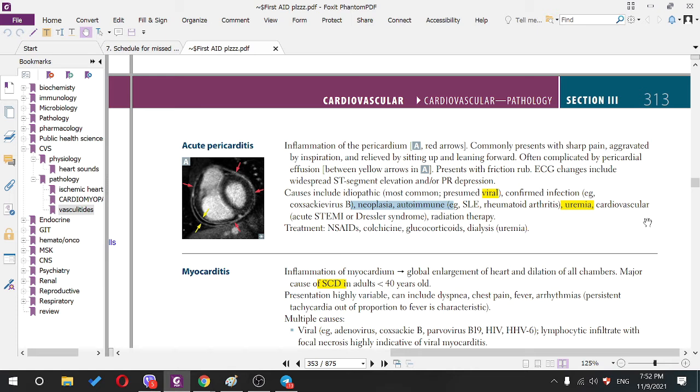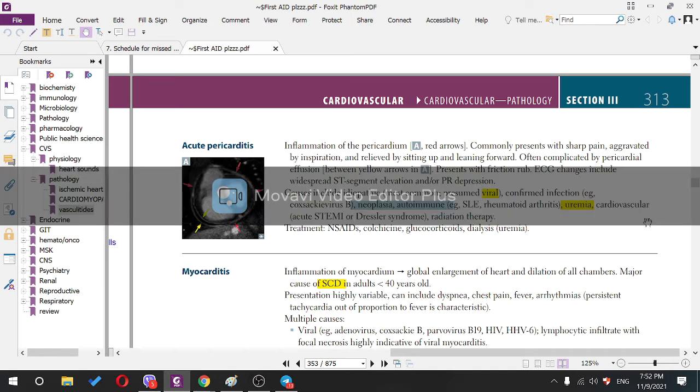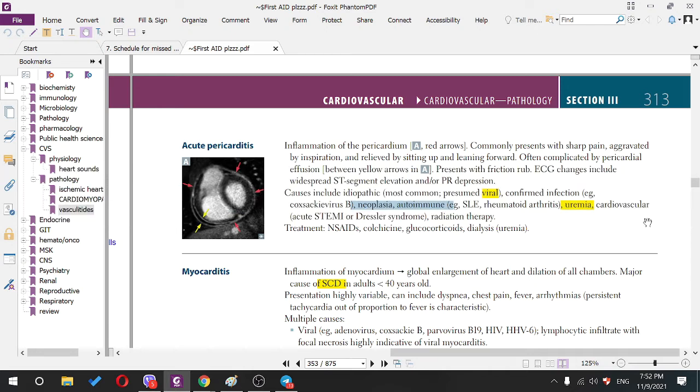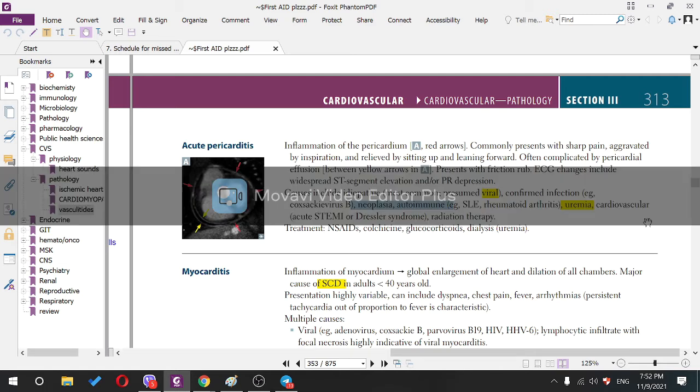I have a question. Can it happen in a non-STEMI or only in a STEMI? Can it be in the subendocardial? No, it cannot. Excellent. Because it's just an extension of the inflammation. So Dressler syndrome, can it be in a non-STEMI? Yes, both of them. Because Dressler syndrome is an autoimmune phenomenon.